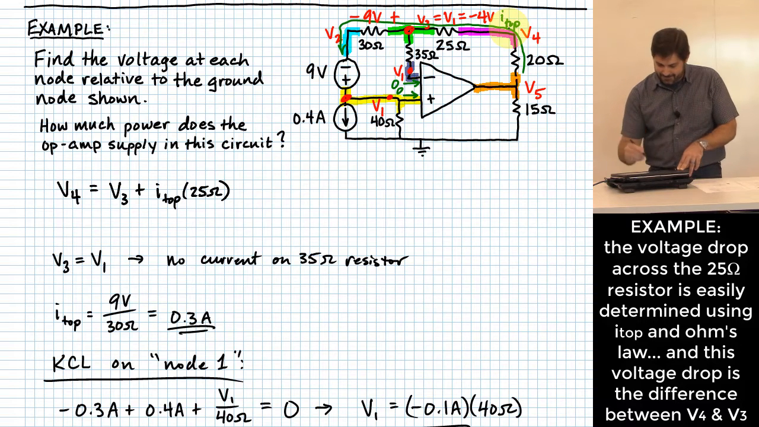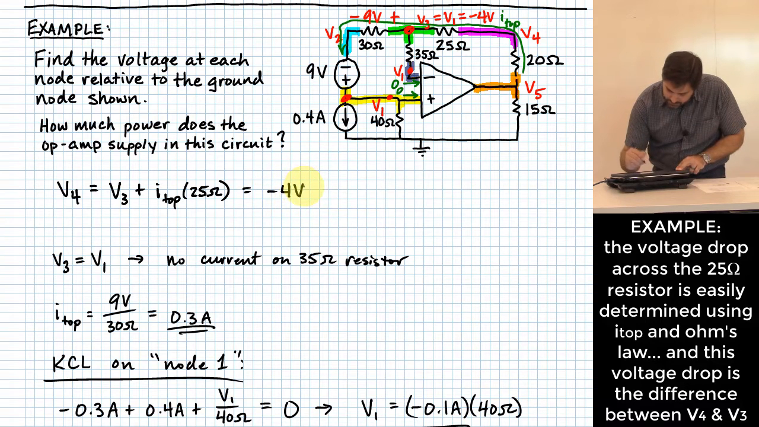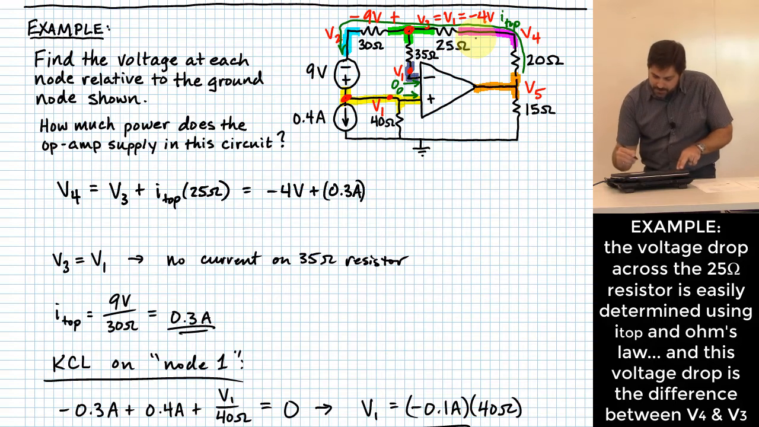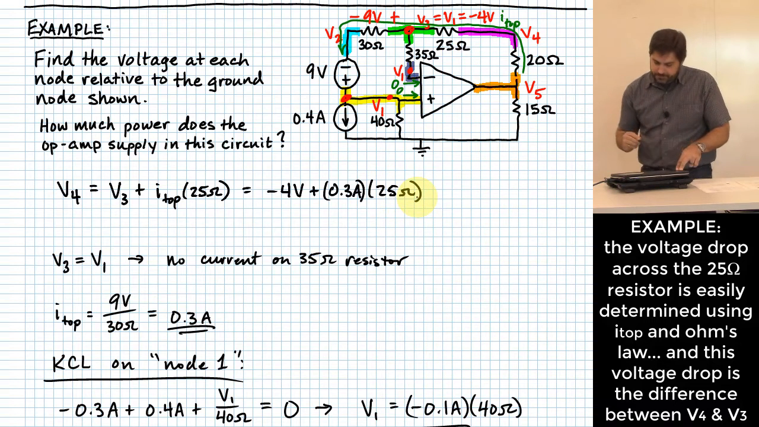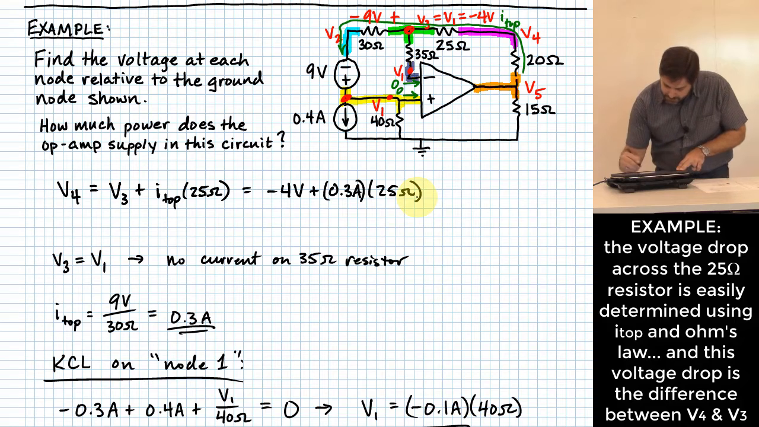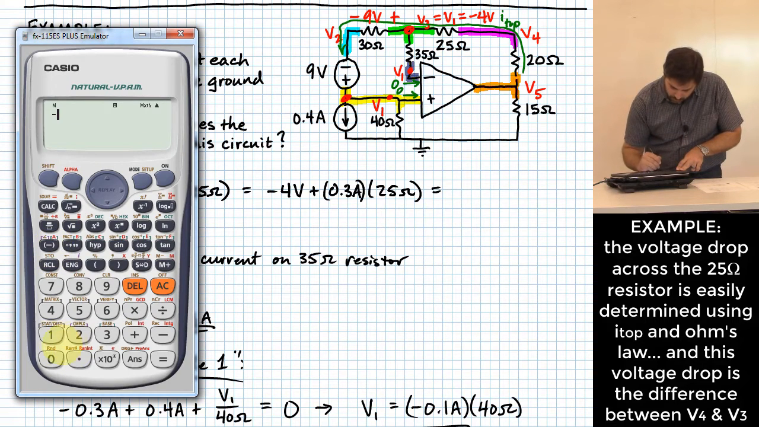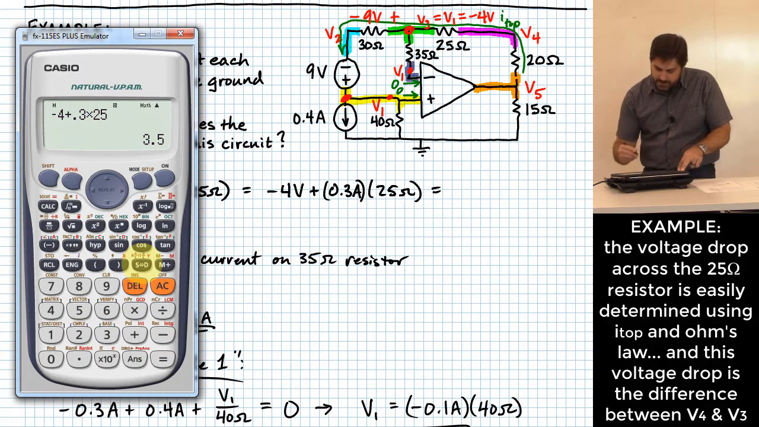Okay. So this would be negative 4 volts, right, plus I top was 0.3 amps, and that is flowing through the 25 ohm resistor. Okay, and this should give me an answer for what V4 is. All right, negative 4 plus 0.3 times 25. That's 3.5 volts.